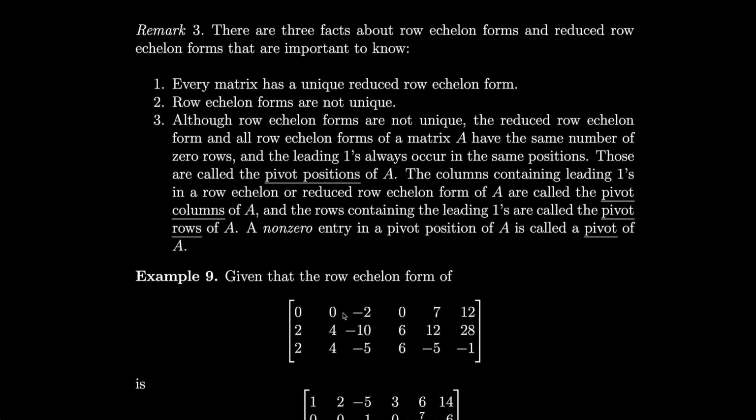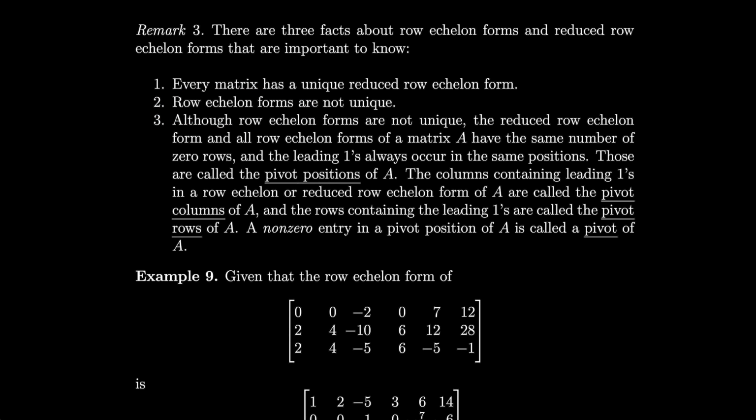There are 3 facts about row echelon forms and reduced row echelon forms that are important to know. Every matrix has a unique reduced row echelon form. We're not going to prove that, but it's true. Row echelon forms are not unique. So the reduced row echelon forms are, but the row echelon forms, there could be a whole bunch for one matrix.